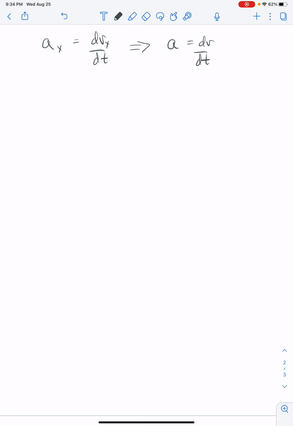But this is a one-dimensional problem, so all of these we'll be thinking implicitly about our a sub x's and v sub x's, etc. Okay, so this is the problem we're going to start with, and remember that a is a constant. All right, so we're going to start by integrating both sides of this equation.